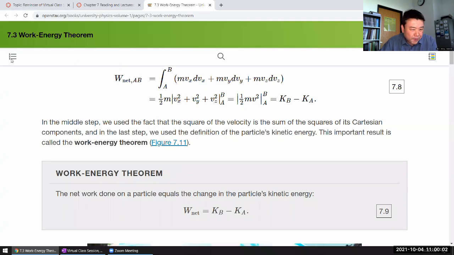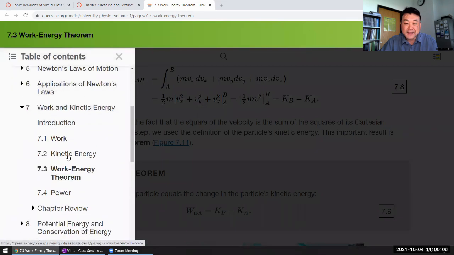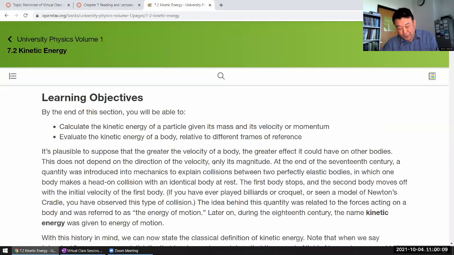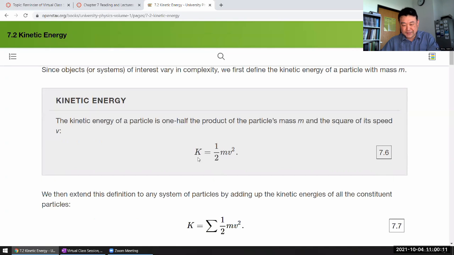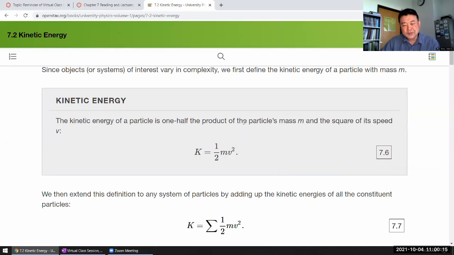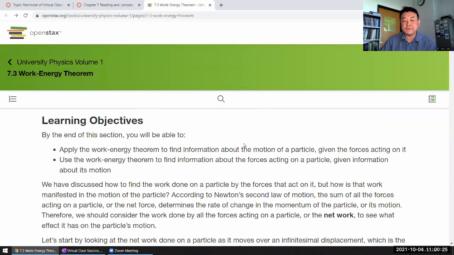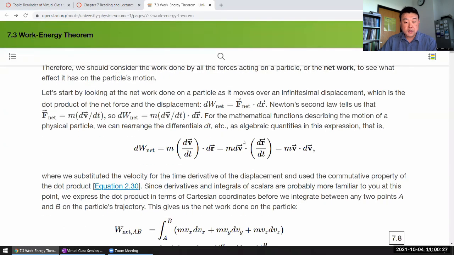I guess the way your textbook, and really the standard presentation, presents it is they introduce kinetic energy first. They give you this as the definition of kinetic energy, which is fine. It's not wrong. Once you have accepted this as a definition of kinetic energy, then the work energy theorem is a provable theorem that you can prove.